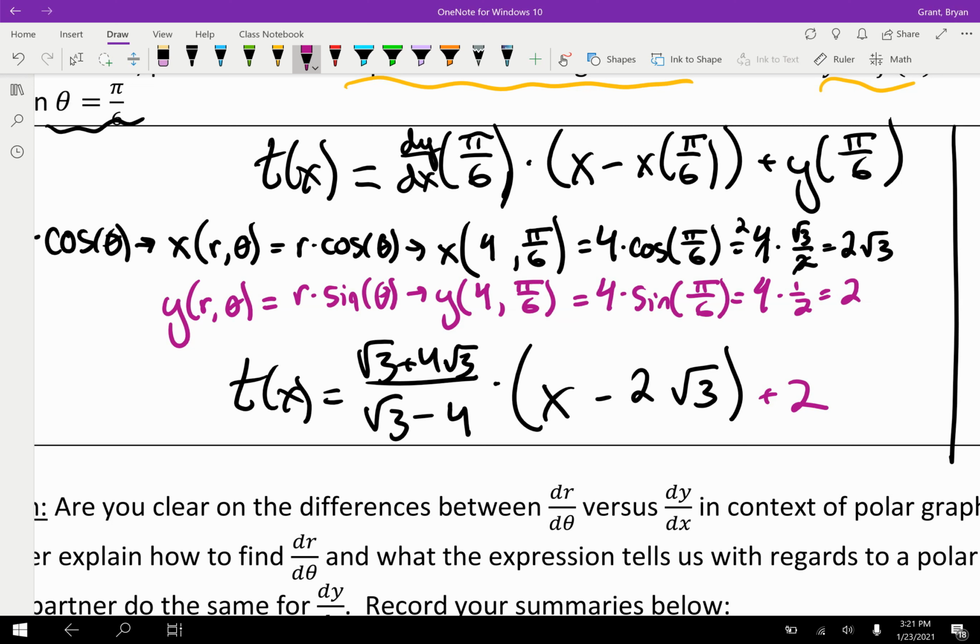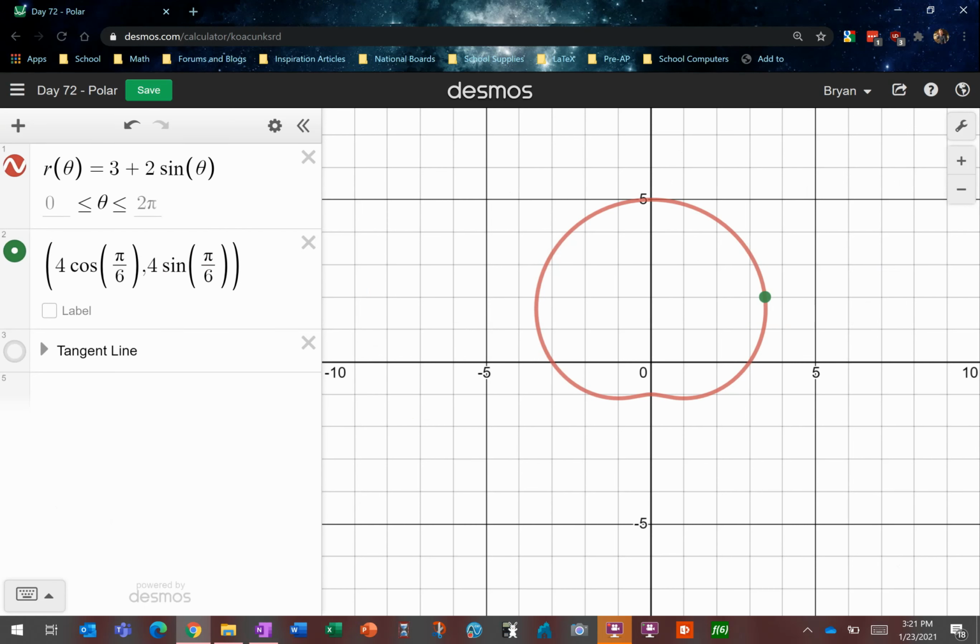Okay, so I think I have this pulled up on Desmos here. Let's double check. There we go. So we have the point in question. Looking at this point, if you envision a tangent line, the tangent line certainly has a negative slope.